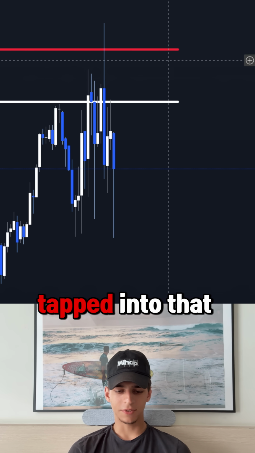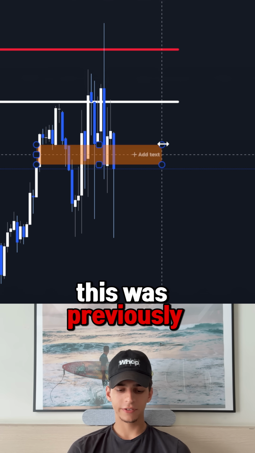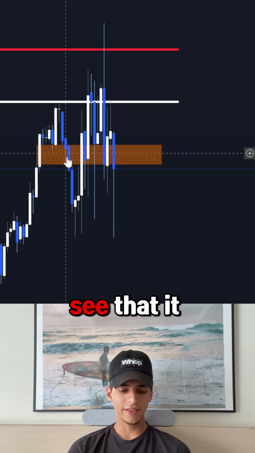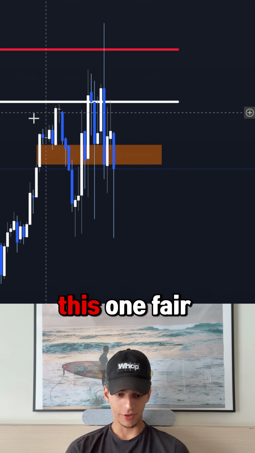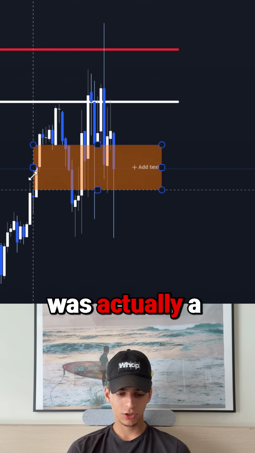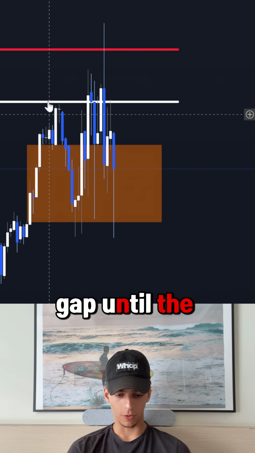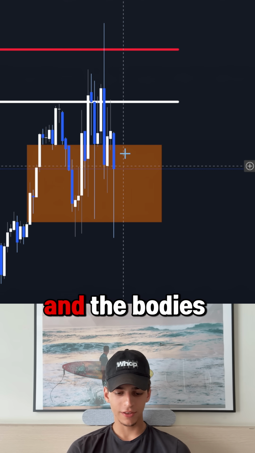Price has finally tapped into that key level. This was previously a bullish fair value gap, and you can see that it was disrespected. However, these fair value gaps right over here held through. This one fair value gap here was actually a huge fair value gap until the low, and you can see the wicks do the damage and the bodies are respected.